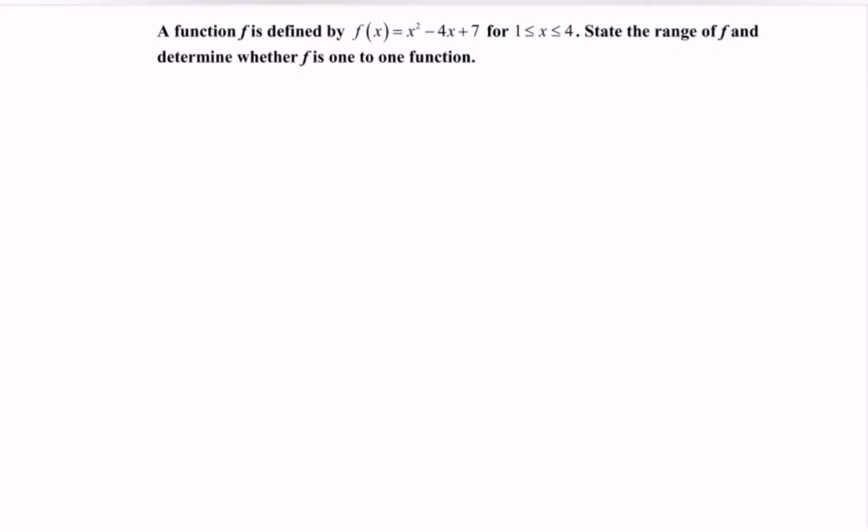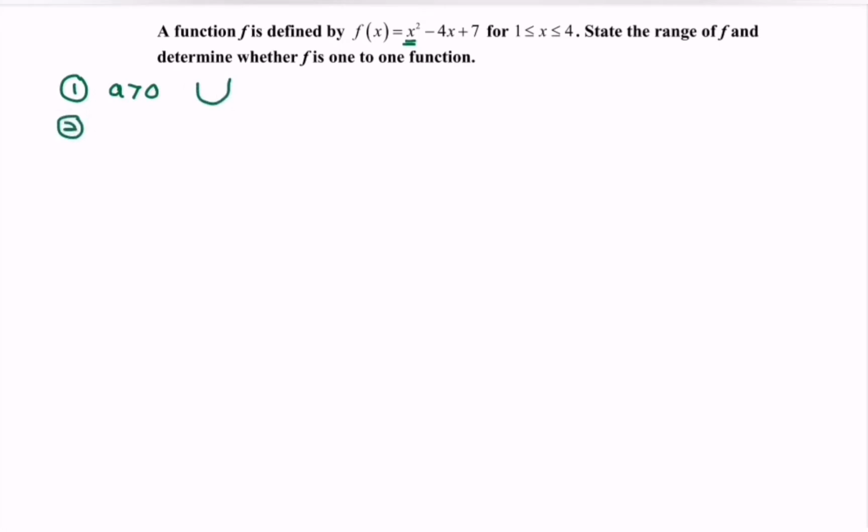Move on with the second part. Given the quadratic function f(x) equals x squared minus 4x plus 7 with the domain 1 until 4, state the range of f and determine whether the function is one-to-one or not. My suggestion is to use the algebraic method so that we can visualize the situation clearly. Step number 1, the coefficient of x squared, a, equals 1. So a is greater than 0, and the shape of the graph will be a U shape.